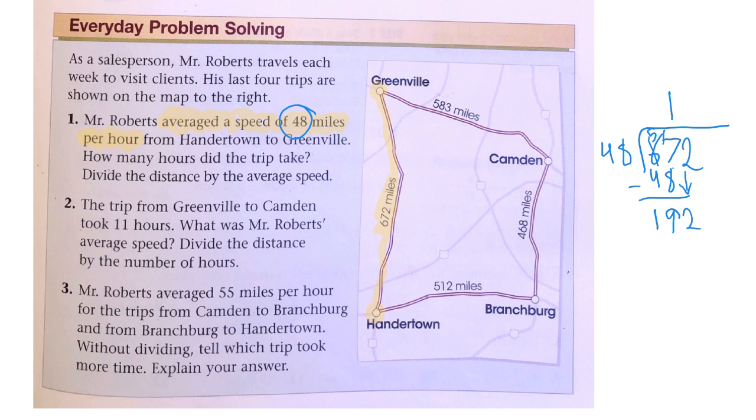Now 192. How many 48s would go into 192? 192 is really close to 200, and 48 is really close to 50. It would take 4 50s to make 200. So let's try 4 and see if it works. 4 times 8 is 32. 4 times 4 is 16 plus 3 is 192 minus 192. So it took Mr. Roberts 14 hours.